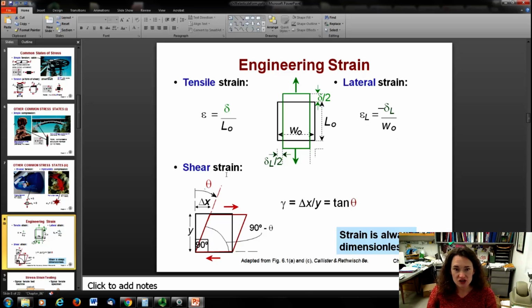If something's under a shear, then that is going to cause it to change its angle. So oftentimes we use the tangent of the angle, tangent theta. That's how much it's gotten sort of torqued, if you will. That angle theta is how much it was torqued. And that is the change in the x dimension divided by the initial y dimension component to give you that angle.